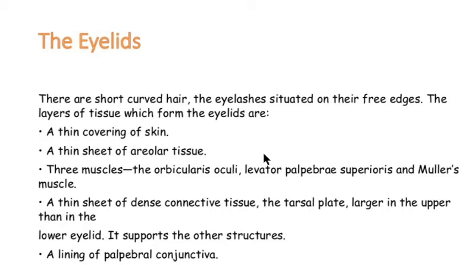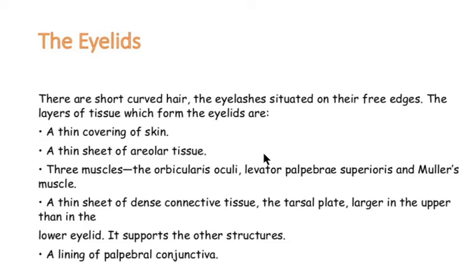Basically, the eyelashes are short curved hairs situated on the free edges. The layers of tissue which form the eyelids are a thin covering of skin, a thin sheet of areolar tissue, and then the three muscles which play a very important role: orbicularis oculi, levator palpebrae superioris, and Mueller's muscle. Then a thin sheet of dense connective tissue, the tarsal plate, that is larger in the upper than in the lower eyelid. This supports the other structures as well. And we have a lining of the palpebral conjunctiva.